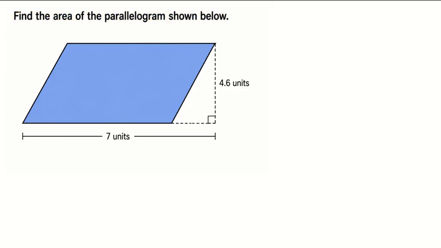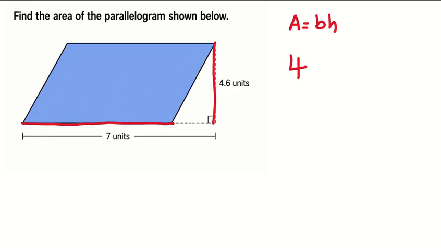Now remember, to find the area of a parallelogram, all we have to do is do the base times the height. And in this case, we have a base that is a whole number, 7, times a height that is a decimal, 4.6. So you just multiply them. You just have to know how to multiply decimals. So here's a quick reminder.